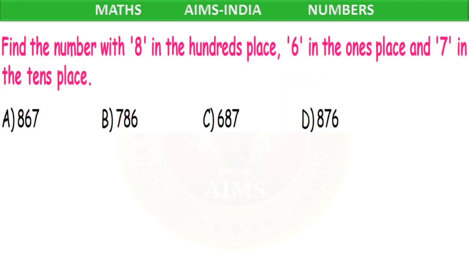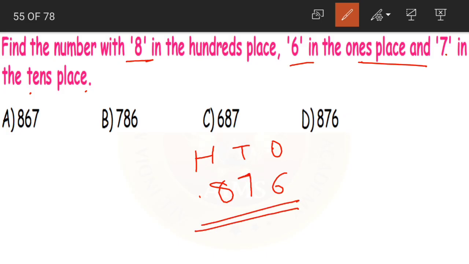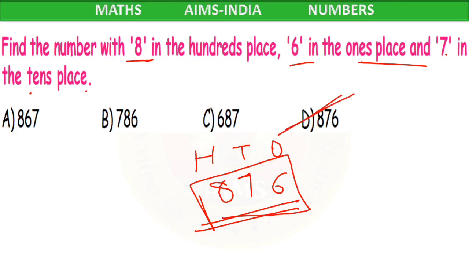Next, find the number with 8 in the hundreds place. Hundreds place, what should be there? 8. And 6 in the ones place, yes, and 7 in the tens place. What is our number? 876. That is option D. Clear?